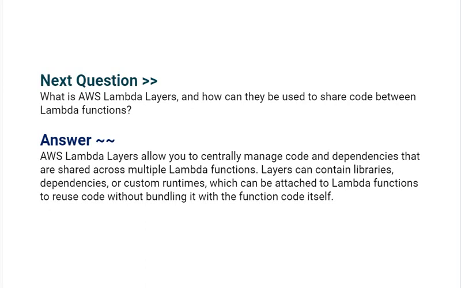Our next interview question is: what are AWS Lambda layers and how can they be used to share code between Lambda functions? Your answer should be: AWS Lambda layers allow you to centrally manage code and dependencies that are shared across multiple Lambda functions. Layers can contain libraries, dependencies, or custom runtimes which can be attached to Lambda functions to reuse code without bundling it with the function code itself.